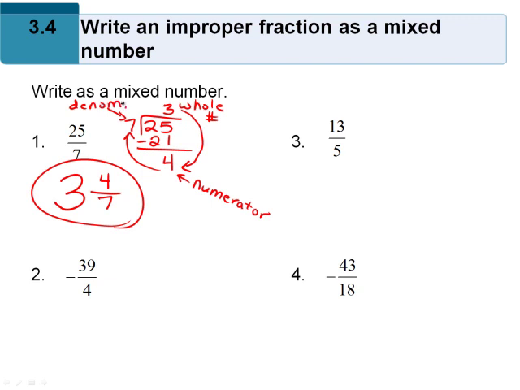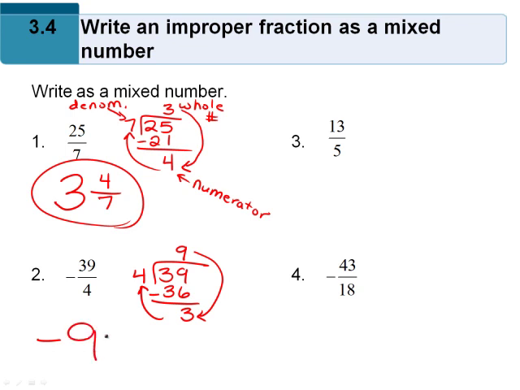Let's look at number 2, negative 39 over 4. Ignore the negative sign for now and just do the division. 39 divided by 4. 4 will go into 39 9 times. That's 36. And when you subtract, you're left with 3. So we start at the top. It's going to be 9. And now we put that negative sign there. Negative 9 and 3/4.